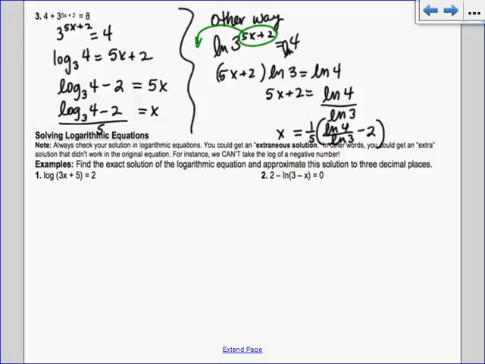Yeah, Katie? Is there a reason that you did, like, can you do log as well as natural log? Yeah, you can do anything. It doesn't matter. Any kind of logarithm.